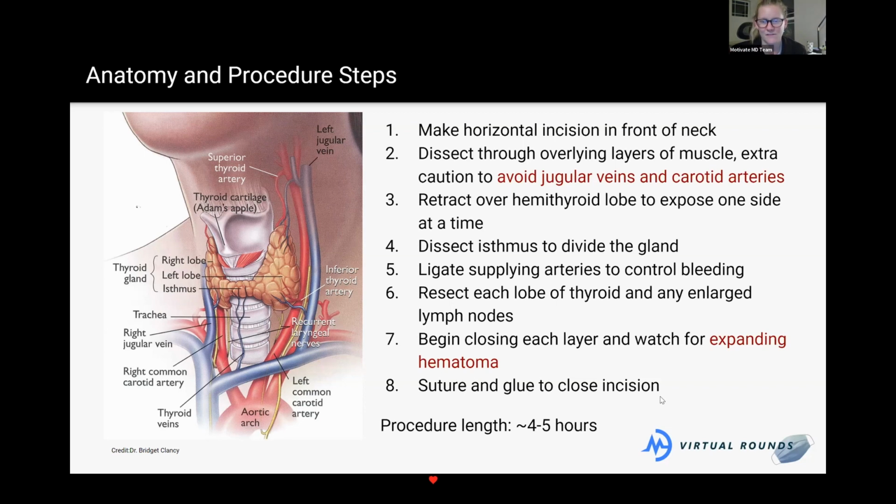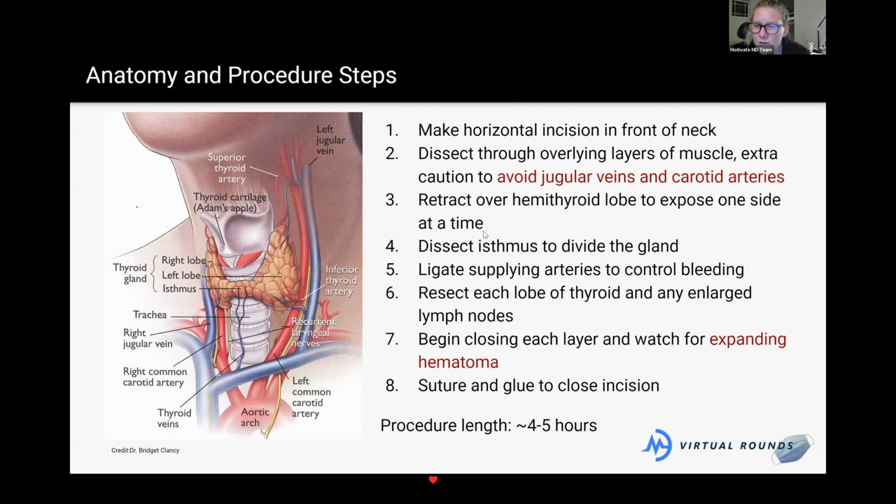Obviously, in real life, it's a little bit more complicated, but hopefully this anatomy is not too complex. The main things here are, this is your landmark, the thyroid cartilage, the thyroid having the 2 lobes, the blood supply coming from the carotid and the subclavian. And we'll talk about some other complications here in just a second.